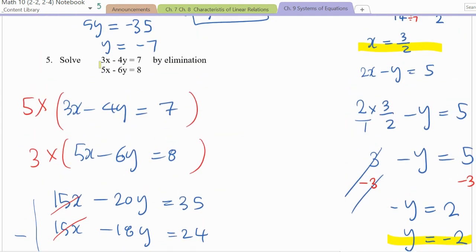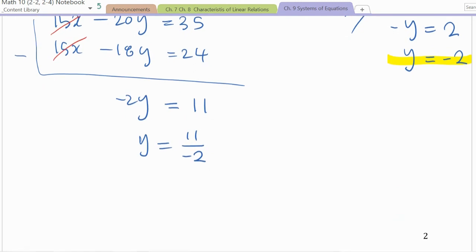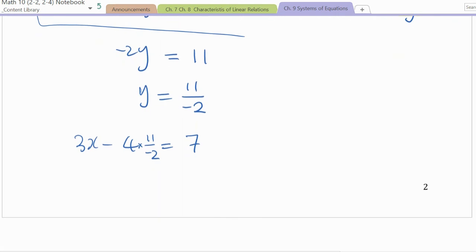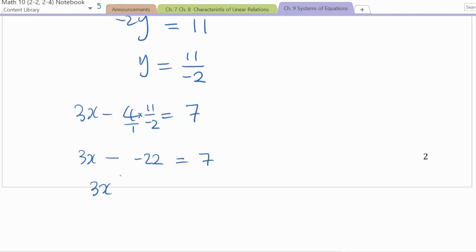And we're going to choose one of the equations to find x. Let's choose the top one, 3x minus 4y equals 7. And we're going to plug this into y. 4 is 4 over 1, right? So 3x minus 4 times 11 is 44. 1 times negative 2 is negative 2 equals 7. 44 over negative 2. 44 divided by negative 2 is negative 22. So this is negative 22, right? Then 3x minus negative 22, which is plus 22, equals 7.